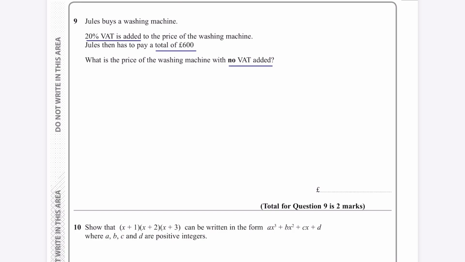Okay, so we're told 20% VAT is added. So the price of something usually is 100%. They've added 20%, so he's paid 120%. That means 120% is equal to the £600 that he paid. So we need to find out the price with no VAT. With no VAT, that's going to be 100%. So we need to essentially go to 100%. But what we'll first do is go to 1%. So divide each side by 120.